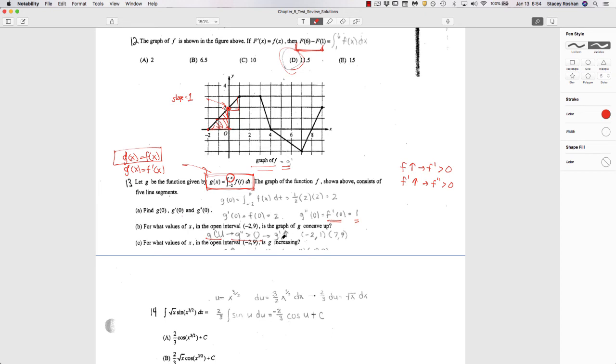So anyway, where's g prime increasing? So where is f increasing? From -2 to 1, -2 to 1. And then again, it's increasing from 7 to 9, from 7 to 9. I guess my answer got cut off here, so we better go over this part.